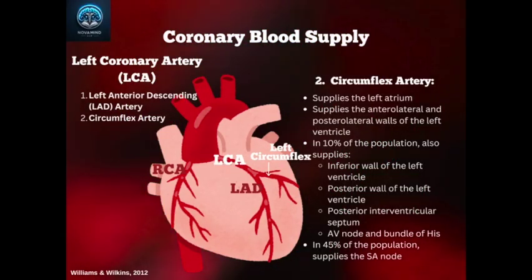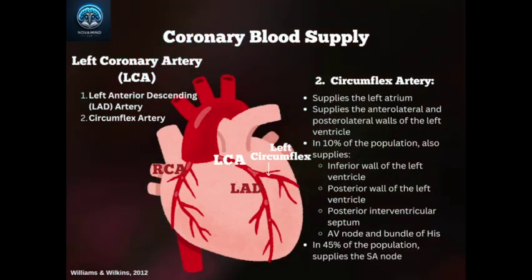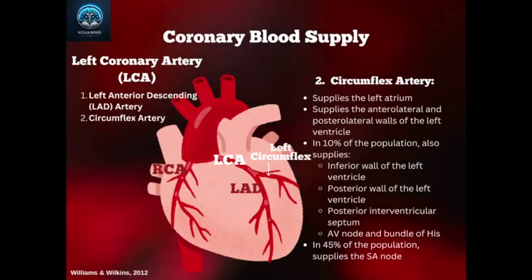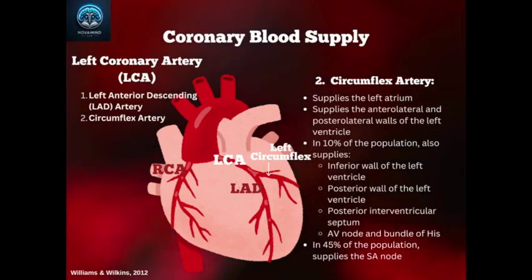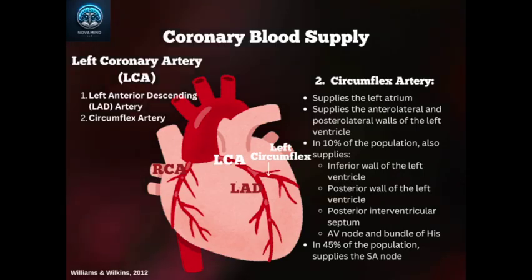The circumflex artery supplies the left atrium and both anterolateral and posterolateral walls of the left ventricle. In about 10% of the population, the circumflex artery also takes on the role of supplying the inferior and posterior walls of the left ventricle, the posterior intraventricular septum, and the AV node and bundle of His, functions typically managed by the RCA. Additionally, in 45% of the population, the circumflex artery supplies the SA node.